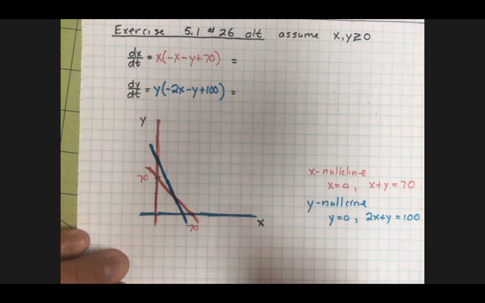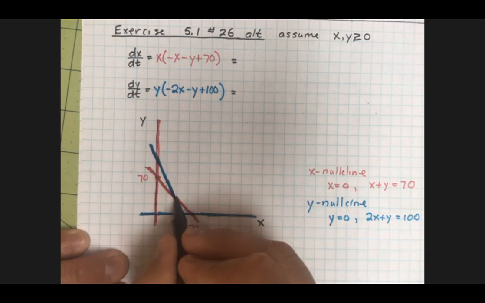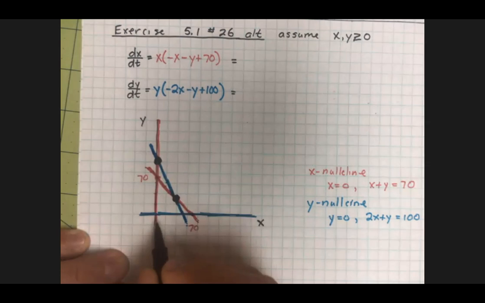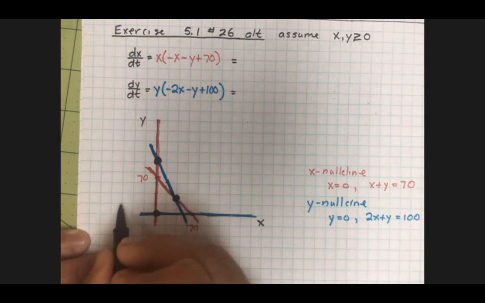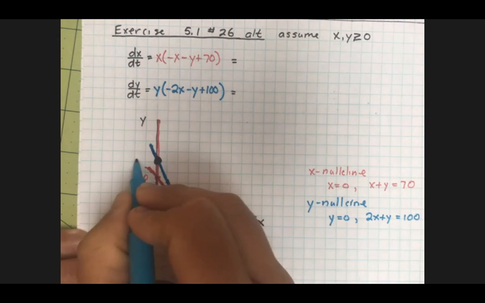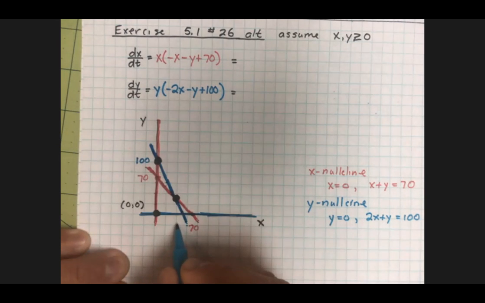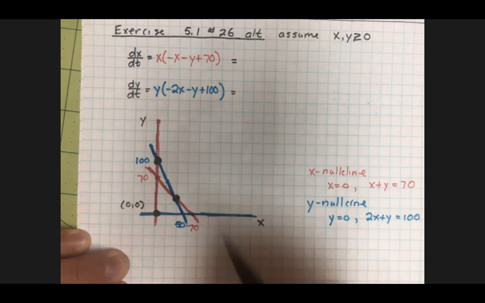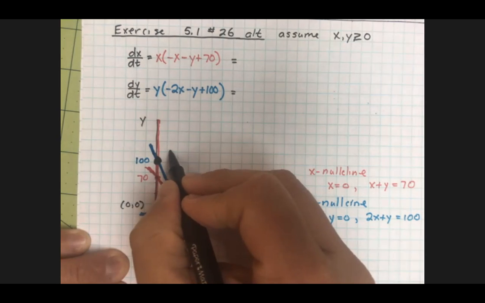And now, as we promised, wherever an x nullcline meets a y nullcline, that must be an equilibrium point. So I want to identify this equilibrium point in black. Here I want to identify this equilibrium point. I'm pretty sure I got this one. It's called 0, 0. So let's label these equilibrium points. Now remember, this intercept up here was 100 and this intercept down here was 50. So I know that point too, don't I? That point is called 0, 100.